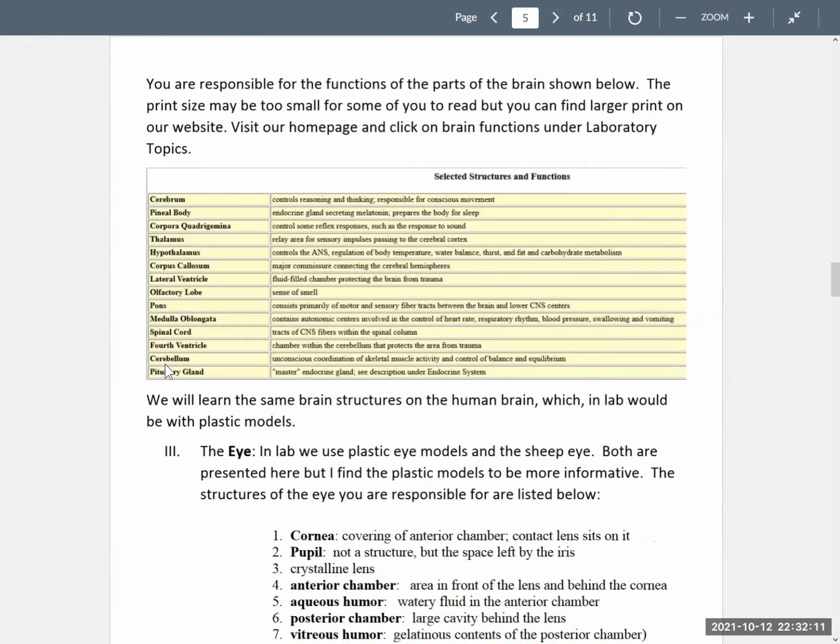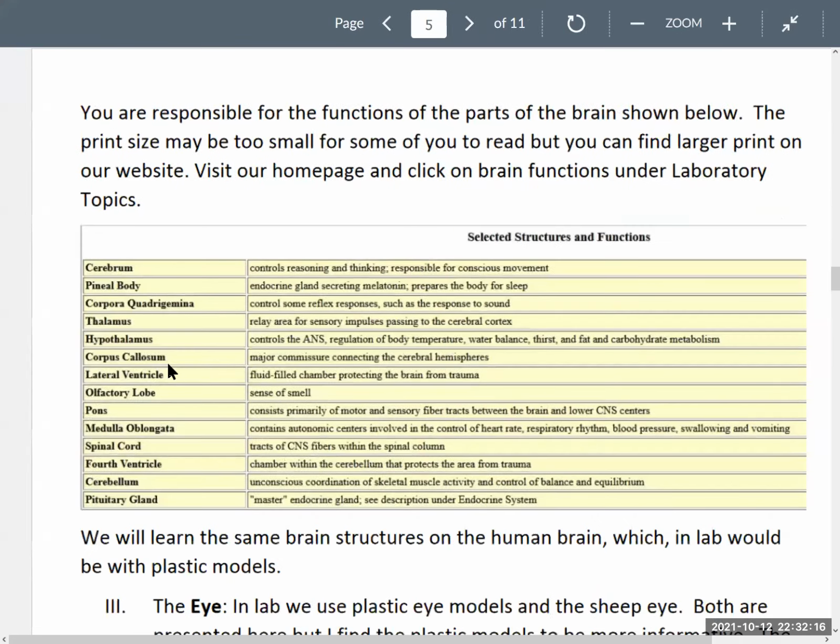Here's a list of functions of the various parts of the brain that when we get to P3, you'll be asked. So you'll need to know these functions. Many of them are common sense. There's a few that are not, and those are the ones you got to slow down for and learn.